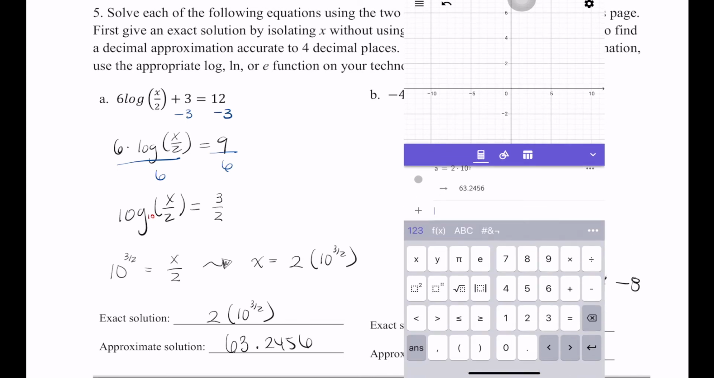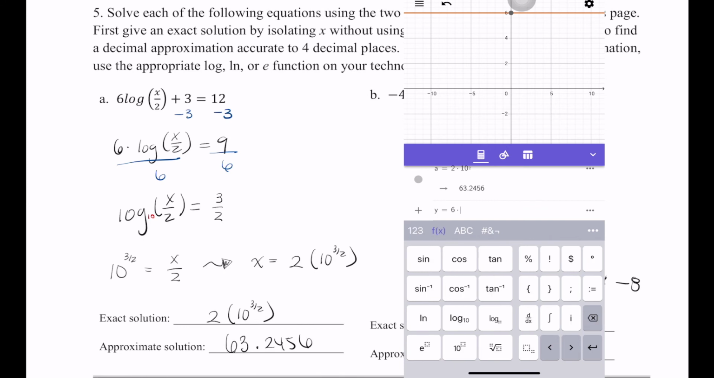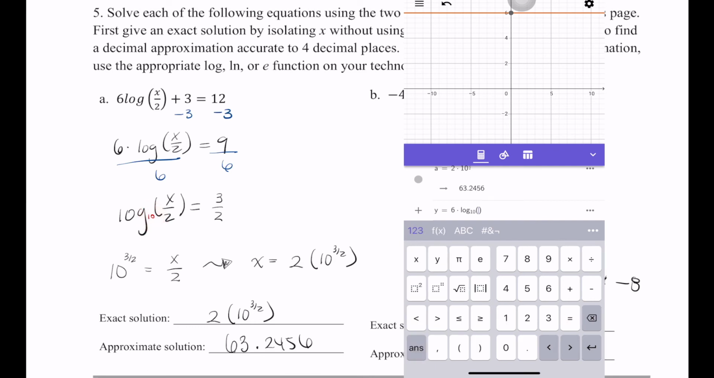Okay, so what's a second way to do this? Well, a second way is to write down this as one equation, y equals this and y equals this, and find that intersection point. So I'm going to type in y equals 6 times log base 10. Again, when we don't see anything written down, we assume that's a 10 there. And then inside the parentheses, x divided by 2.